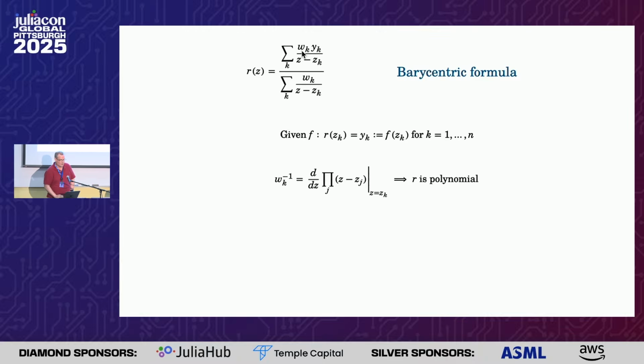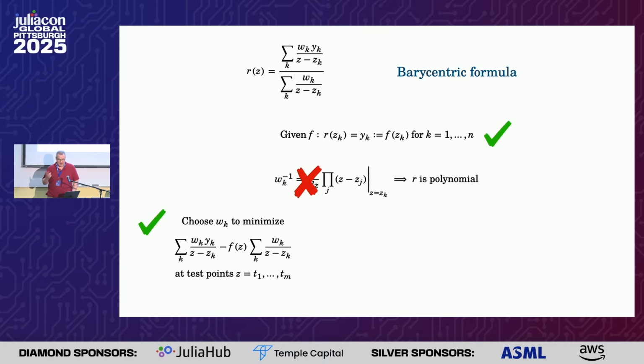Now these w's are called the weights. And for any value of the weights, I have this interpolation property. You may know, if you're familiar with the barycentric formula, there's a way to choose the weights so that this is actually the interpolating polynomial. That's actually a very simple derivation from the Lagrange interpolation formula. But I don't want to use the weights that way. I want to keep the interpolation and do something different. So instead of using them to get a polynomial, which can't have singularities, I want to use them to minimize the difference between r and f at a bunch of test points.